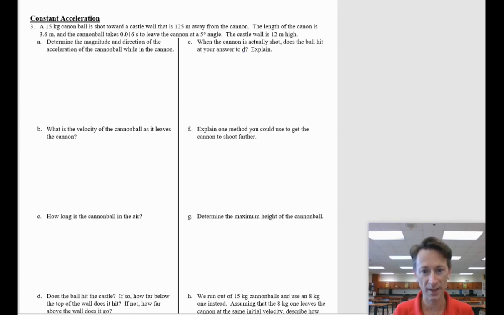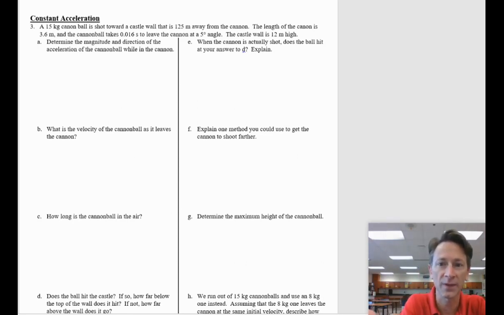So even though I expanded this into an A through H problem, you probably would only see the kinematics as like an A-B part, or maybe the G-H part of a problem. But that being said, we're going to try and just do a basic kinematics problem. So a 15-kilogram cannonball is shot toward a castle wall that's 125 meters away from the cannon.